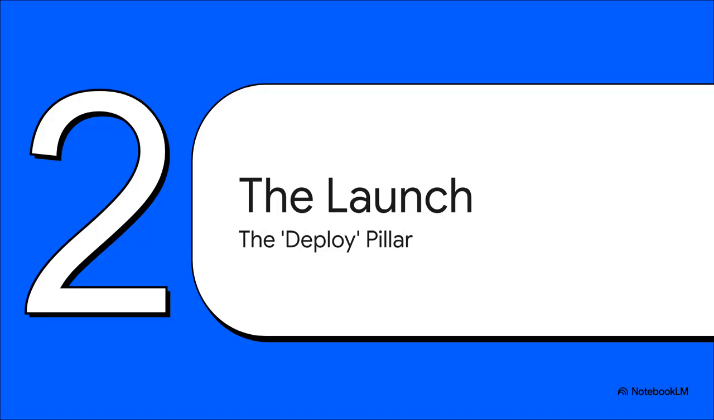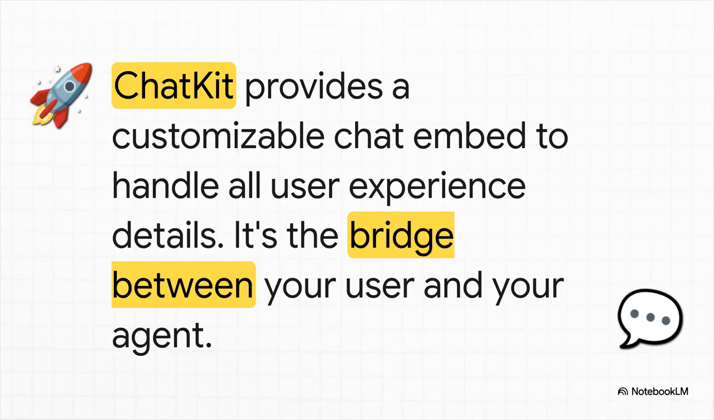Okay, so you visually designed this complex, intelligent workflow. Now what? Well, it's time to get it out there so people can actually use it. And that brings us to the second pillar, deploy. The main tool for this step is called ChatKit. Think of it this way. If the agent builder is where you create the agent's brain, ChatKit is how you create its face. It's a customizable chat interface that you can just embed right into your website or app. It's the bridge between your user and the agent you just built.